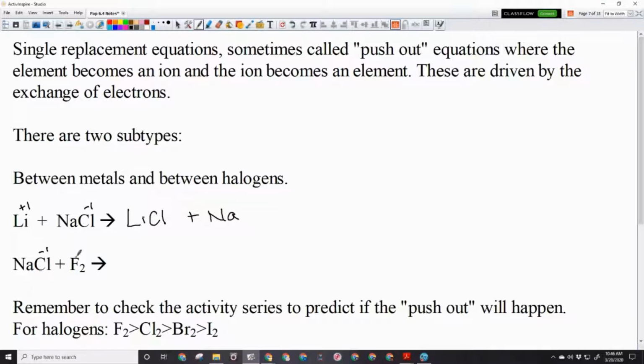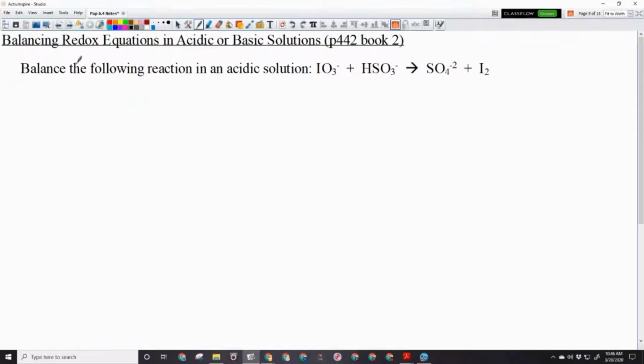So here, since fluorine is stronger than chlorine, the sodium is going to have to bond with the fluorine, and it's going to kick chlorine out. So that's the way we decide these reactions where the two halogens are fighting to bond with the sodium. Okay, that's just a little side note if you ever have that situation.